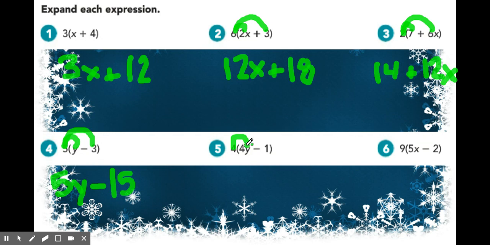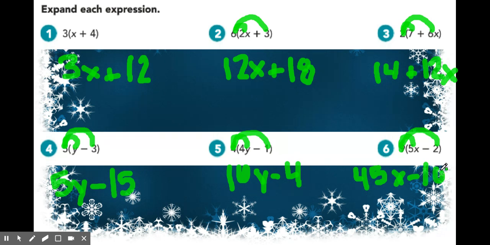Then here I have 4 times 4y, which gives me 16y, minus 4 times 1, which gives me 4. Here I have 9 times 5x, which gives me 45x, minus 9 times 2, which is 18.